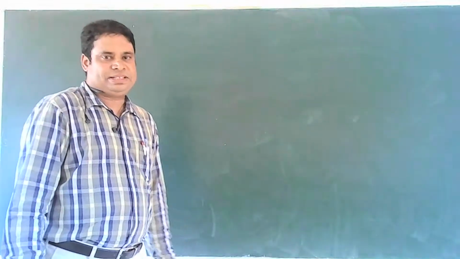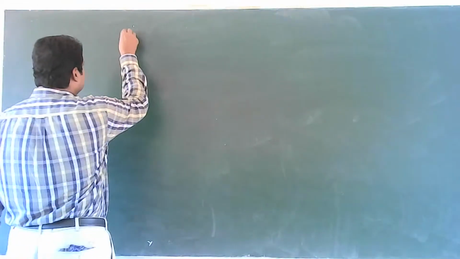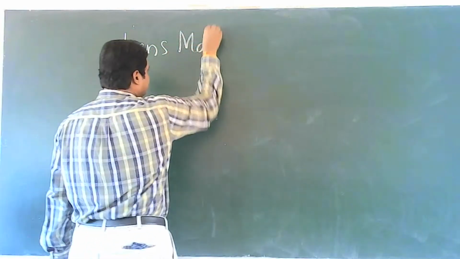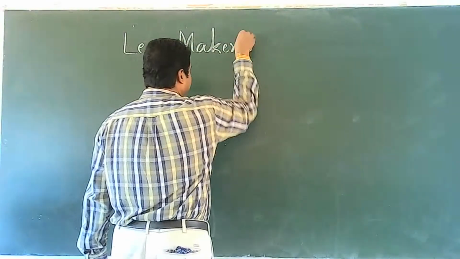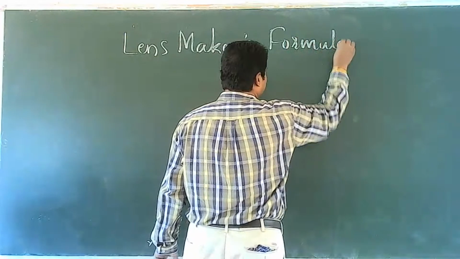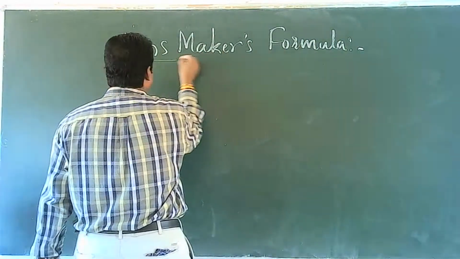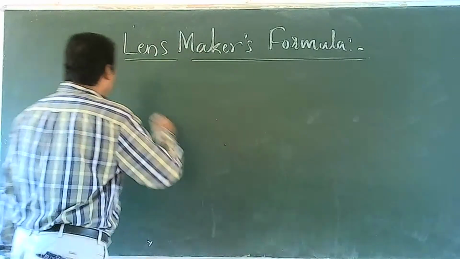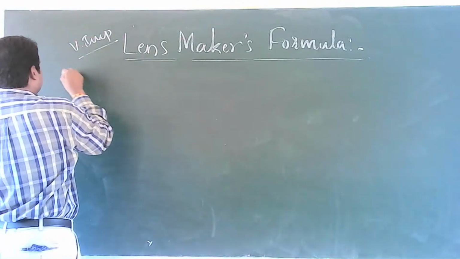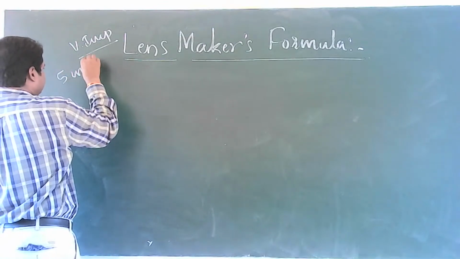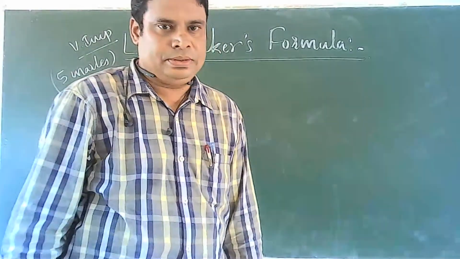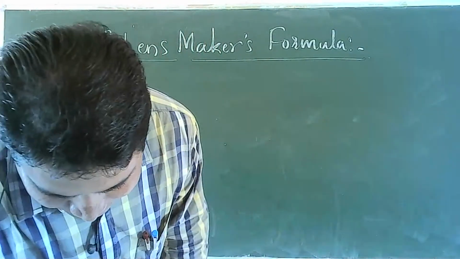Okay, in today's class, let me start once again. Lens maker's formula. Very important. 5 marks. Okay? No, no problem, I feel.